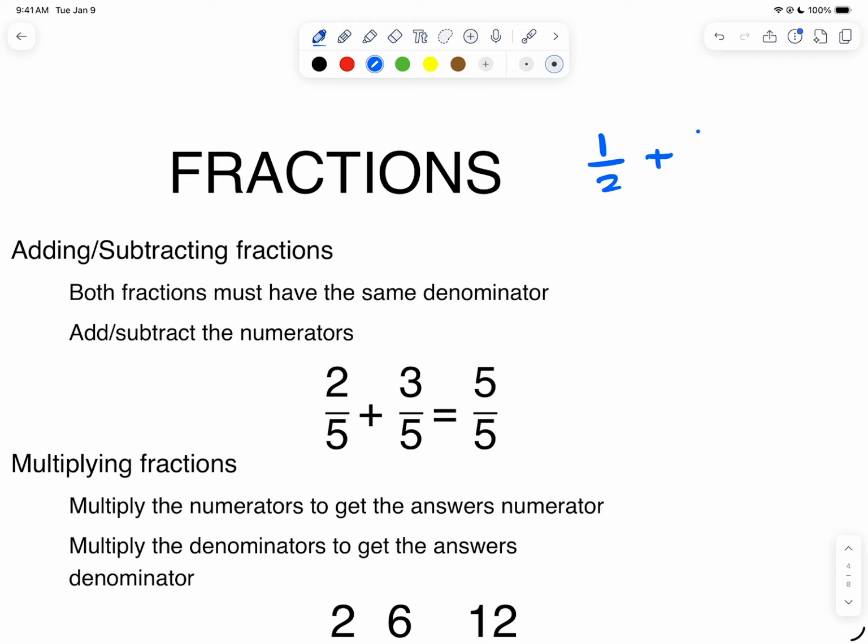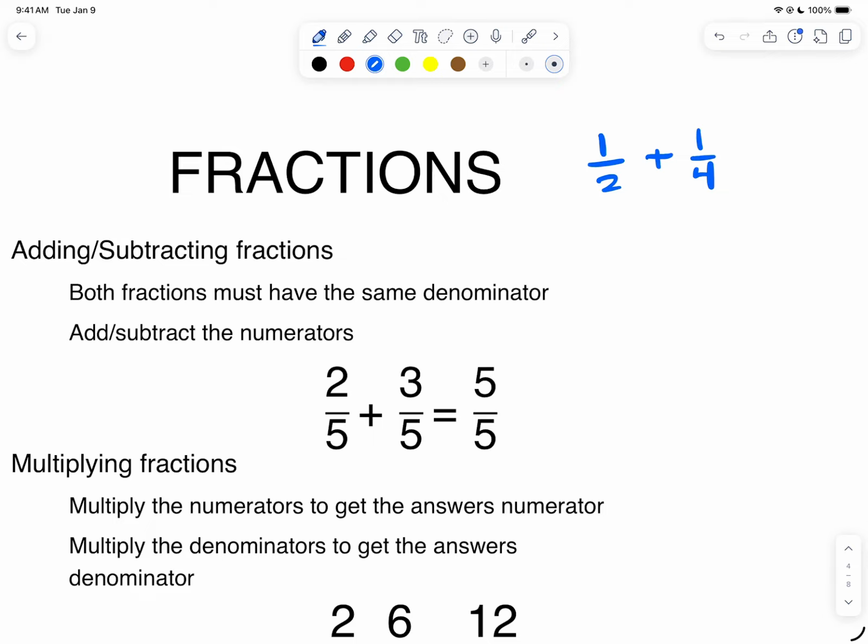1/2 plus 1/4? Here, my pieces are different sizes. So I can't just add the tops and the bottoms and say, well, just add it and I get 2/6. No, that doesn't work, right? It would be very convenient. Unfortunately, mathematics has declined your request for convenience over everything.